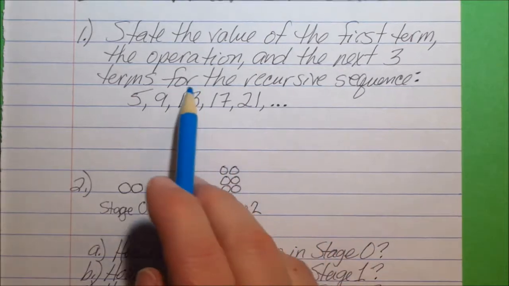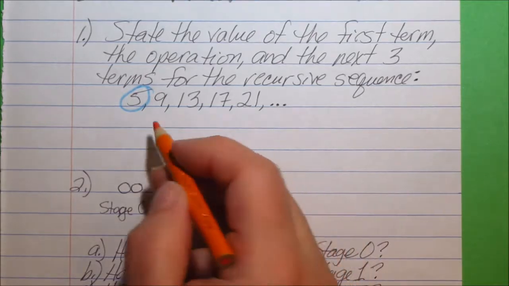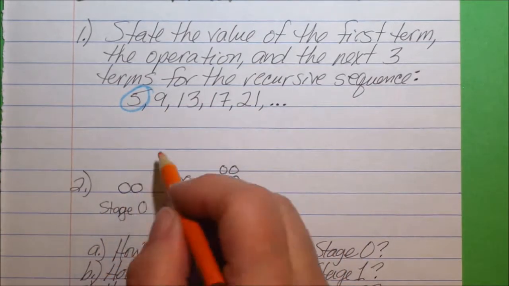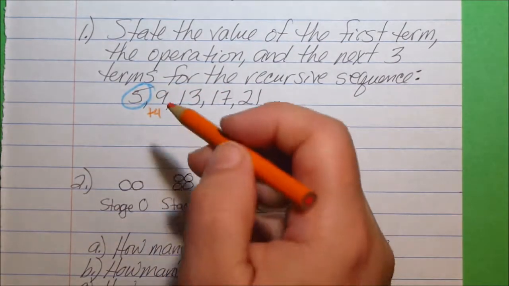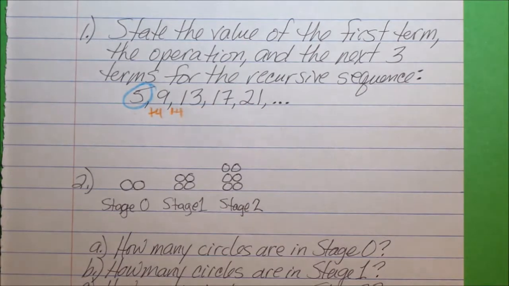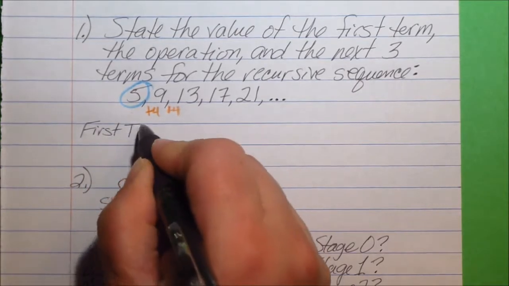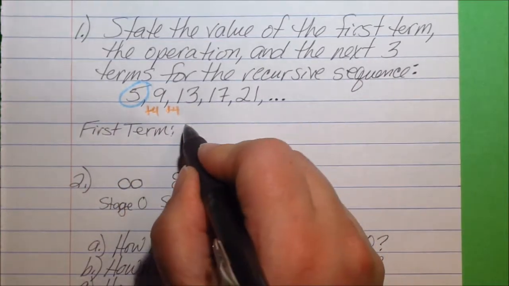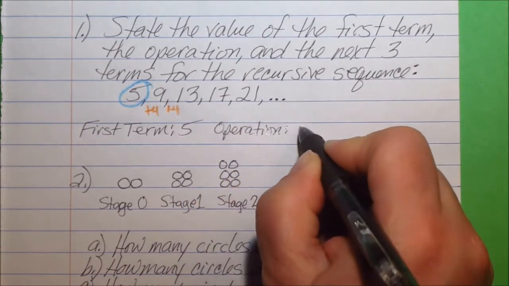All right, so the first term, of course, is 5. I see that the numbers are increasing. If I add 4 to 5, I get 9, so it looks like a plus 4. And test it out a couple of times. Make sure you're correct. If I add 4 to 9, I get 13. So yep, that's plus 4, and so on and so on. So my operation is going to be plus 4. So first term is 5. Operation is +4.